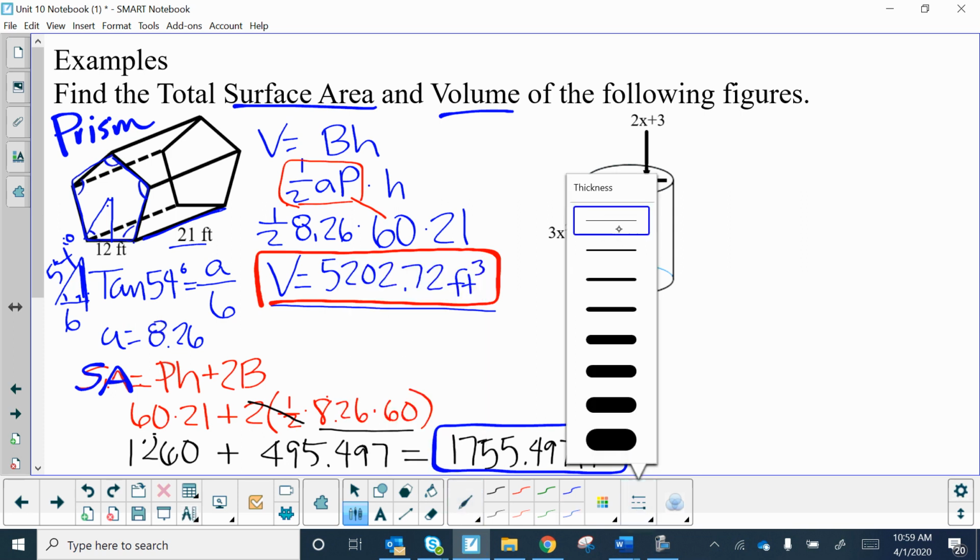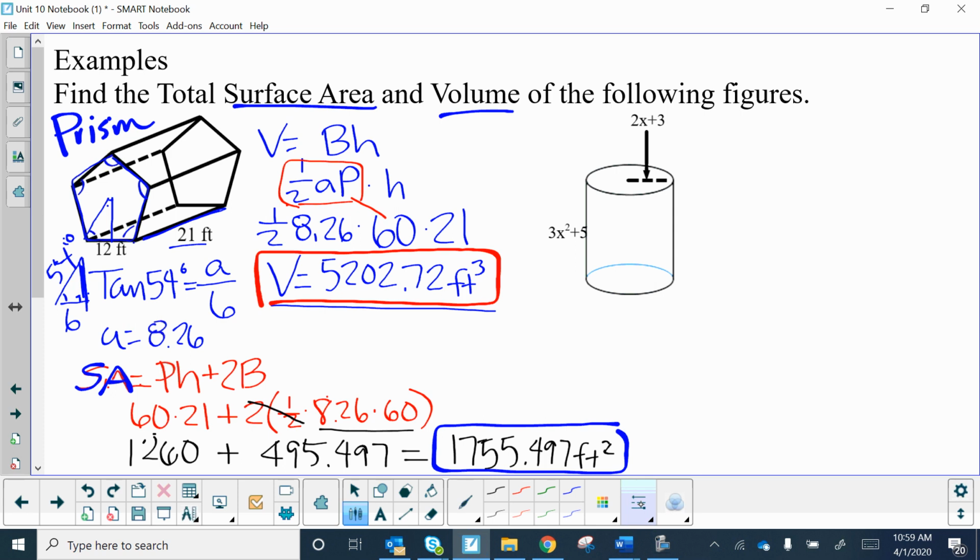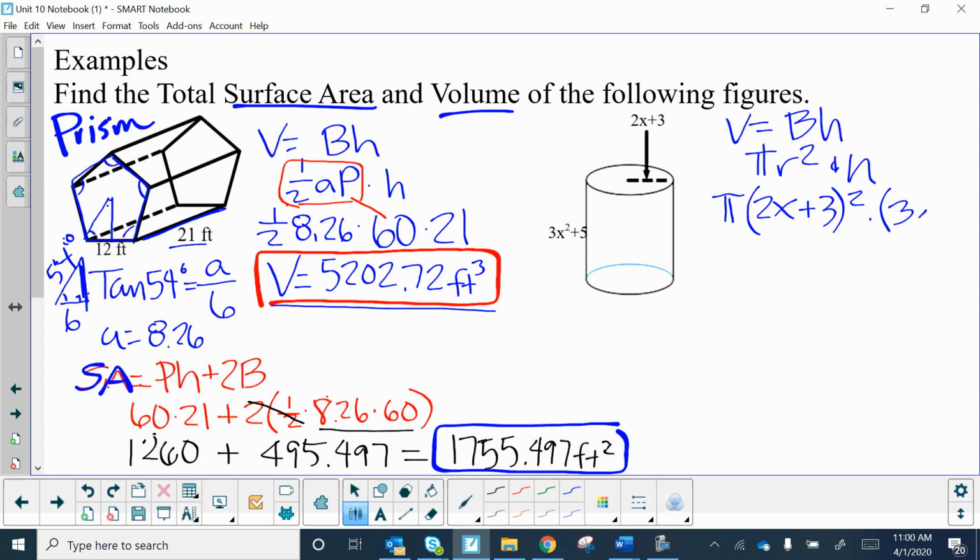So we are finding the volume and the surface area. So let's do volume first again. So that's capital B times H. Capital B, remember I told you earlier, was pi r squared times H. So I'm going to do pi. R is in parentheses because I have a plus sign: (2x plus 3) squared, times H, which is in parentheses, 3x squared plus 5.